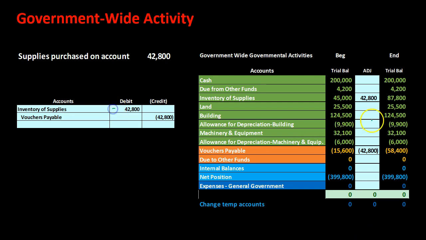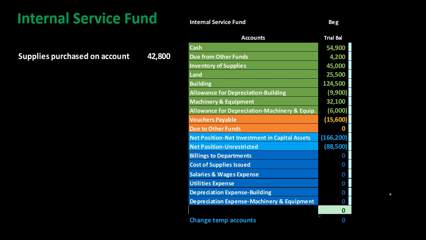So we've got the inventory increasing. It was at 45,000, increased by 42,800 to 87,800. Then we have the vouchers payable. It has a credit of 15,600 going up 42,800 to 58,400. That, of course, puts us back in balance here. No effect on what would be similar to basically the income statement from this transaction.